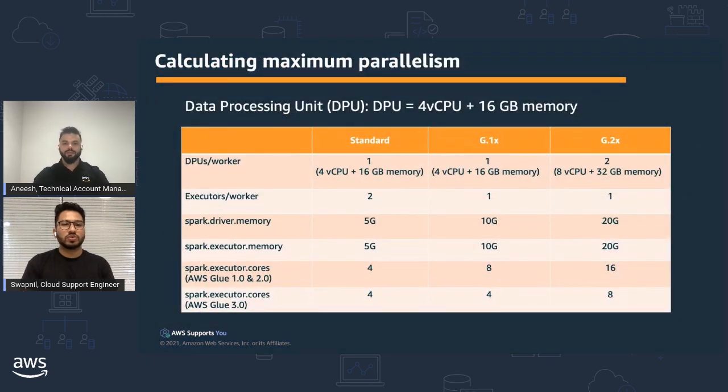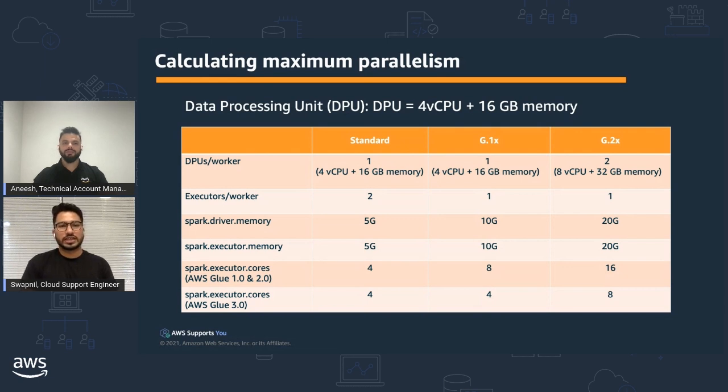Before we jump in more, we need to understand what parameters dictate the maximum parallelism. The DPU is the basic unit, and to put things in short, the number of DPUs used in the job will account for the billing.